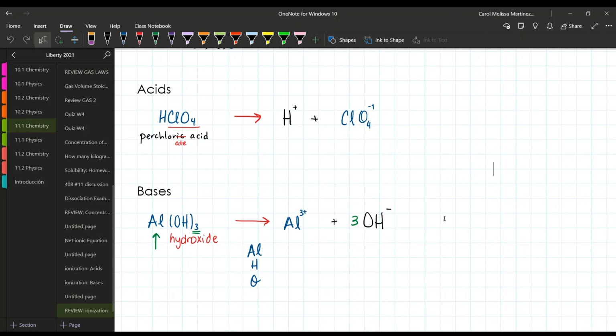You can check the aluminums in the left and in the right. You have 1 in the left, 1 in the right. You have 3 times 1 hydrogen, that makes it 3. And in the product, you have 3 times 1, that is also 3. And in oxygen, also you have 3 outside the parentheses, 1 oxygen inside the parentheses, that makes 3 oxygen. And in the products, you also have 3 as a coefficient and 1 as an atom subscript, that makes 3 oxygens. And with this, you make sure that your equation is balanced.